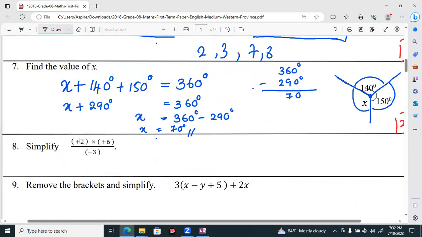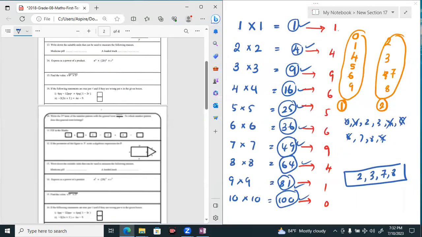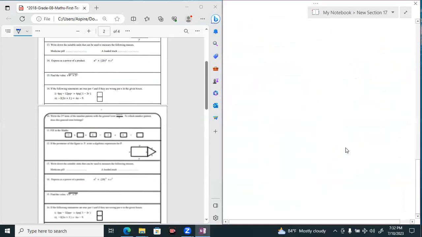Okay. The 8th question is based on directed numbers. Here look at 2 times 6. That means positive value by positive value. Now here remember what the rules of multiplying directed numbers are. Multiplication of directed numbers.